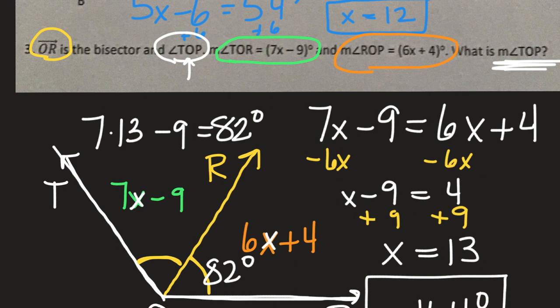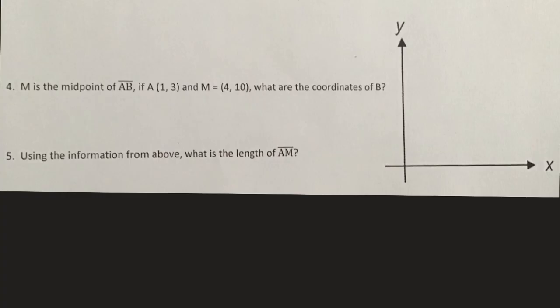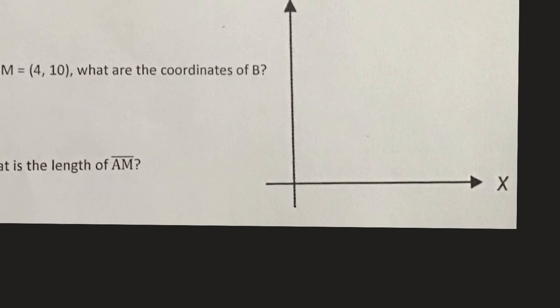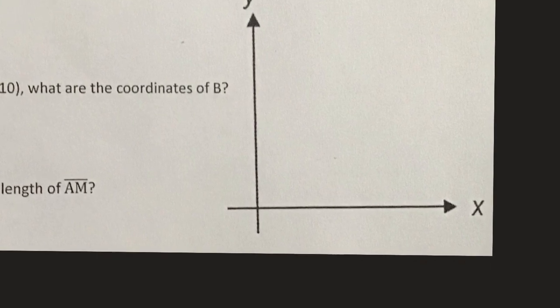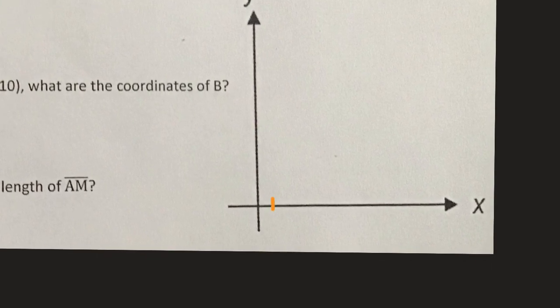Okay? So in addition to that, we have two extra problems on here about midpoints. So let me show you those. So here we have two questions from your notes. M is the midpoint of AB. We know point A is at 1, 3, so let's use this grid right here and plot this. So 1, 3 is right in there. So there's point A at 1, 3.